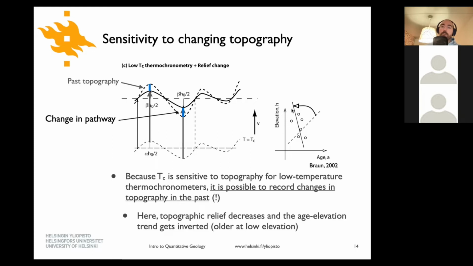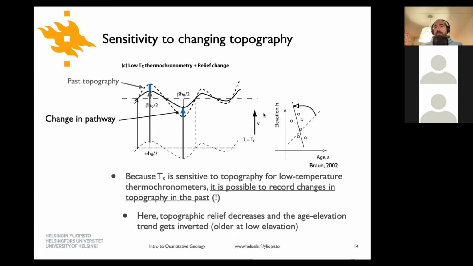And you can even end up with this weird relationship where your ages are actually younger at higher elevation and older at lower elevation, which means that there's a way to actually reconstruct an old topography using this method. And that's one of the areas of interest in using low temperature thermochronology, is that you can really study past topography, which is not something easy to do by very many other methods.